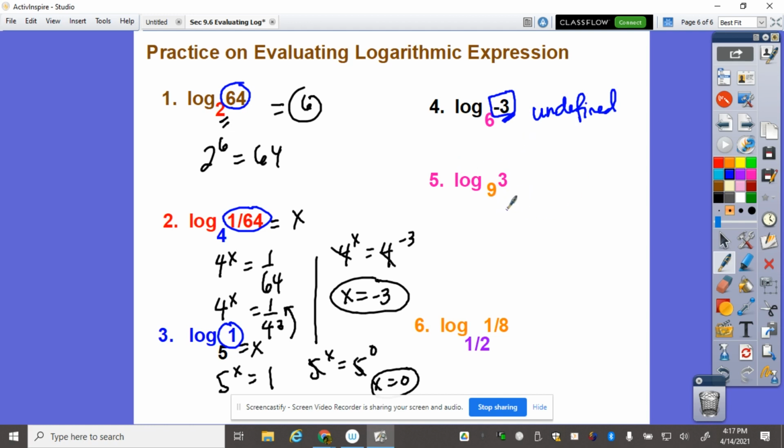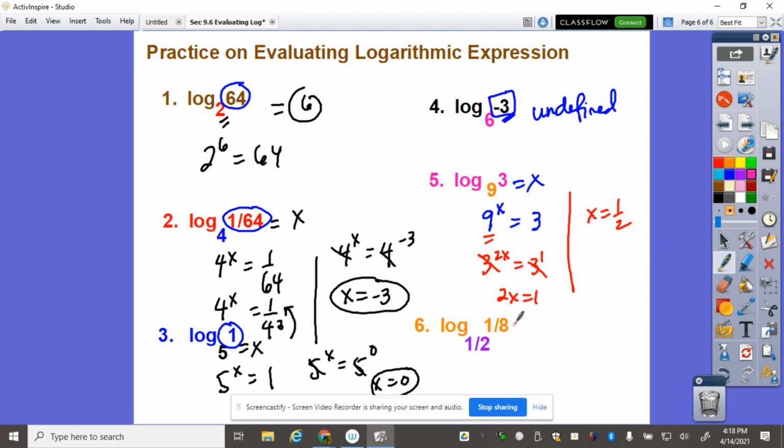Log of 3 with a base of 9. So here, we're going to set it equal to x. 9 to the x is equal to 3. We're going to try to make their base the same by changing the 9 to 3 squared, and dropping the x there is equal to 3. We know that the invisible exponent of this 3 here is 1. So now they have the same base. I can cancel this. That will give us 2x equals 1. So therefore, x equals 1/2.